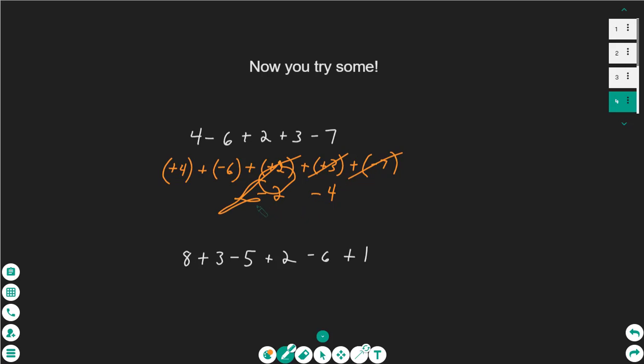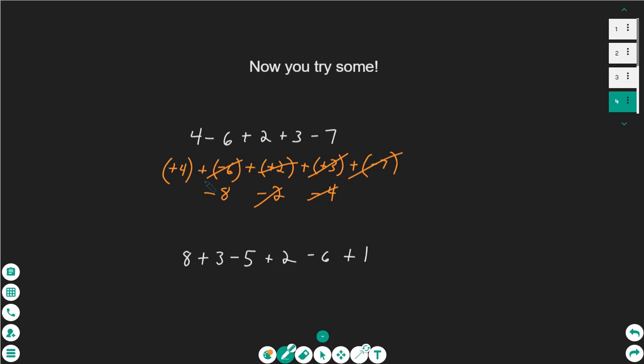Oh, my pen is going goofy here. That takes care of the positive 2. And now we move on to the next number. So we have a negative 2 plus a negative 6. The signs are the same, so we're going to keep that sign. And we add the two numbers. Notice the difference. We're adding when the signs are the same. We're subtracting when the signs are different. So we add the two numbers to get an 8.